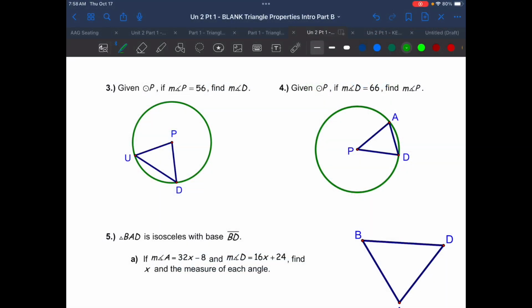Okay, on the same page, we're going to actually try question number 3 here. But now, as you can see, we have a triangle inside of a circle, okay? They're also calling this circle P because that's the center. And then they give us some information. So I'm going to come back to this question in a second.